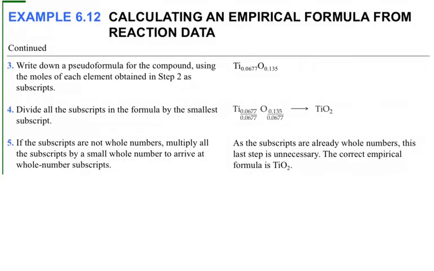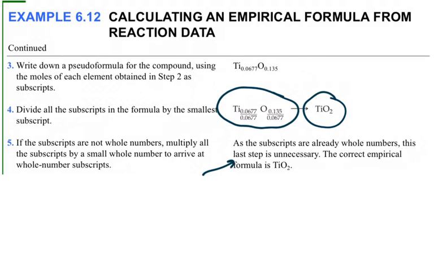Here, once you convert everyone to moles, here they divided by the lowest number. They rounded it a little different. Okay, but clearly when you do the division here, you got 2 whole numbers, so you didn't have to do any extra steps, and there's your final answer. Notice how they even tell you the last step is unnecessary because they are whole numbers already.